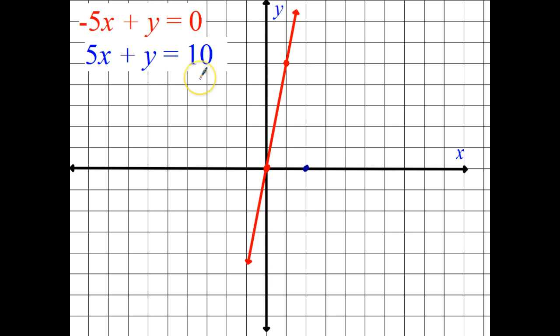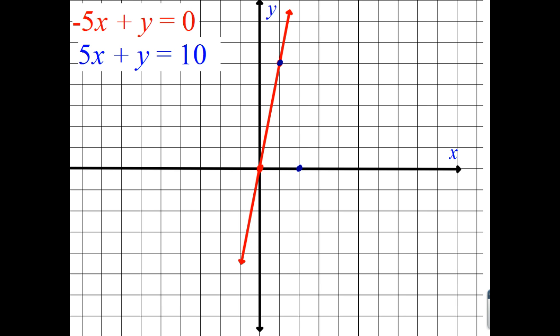And y will be 10. Well, that's not going to fit on here, so let's try if we know if x is 1, y is 5. So if I go 1 comma 5, okay, and then the next one would be 0 comma 10. And I can go ahead and graph this.